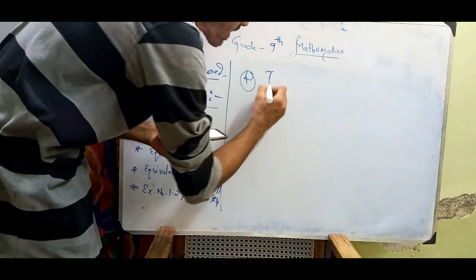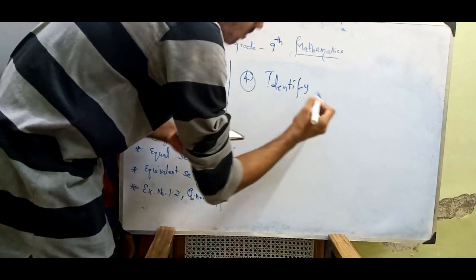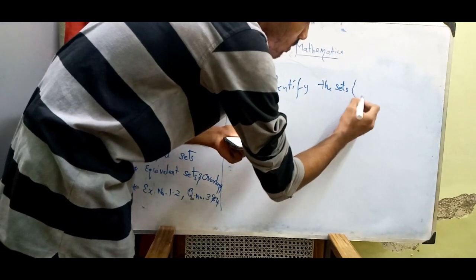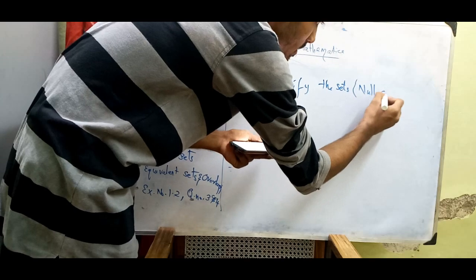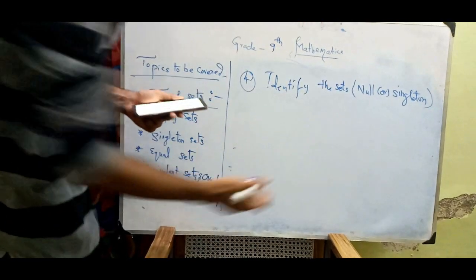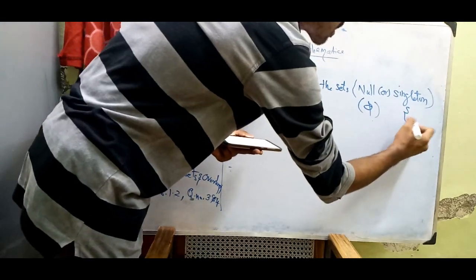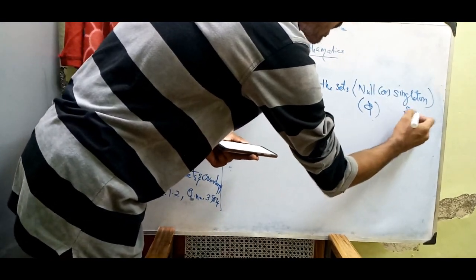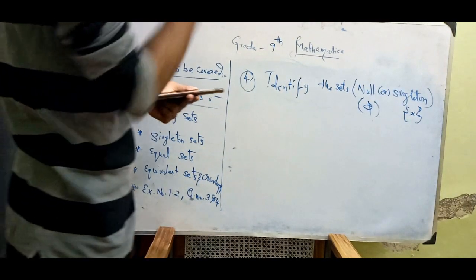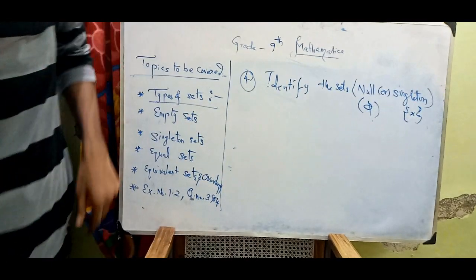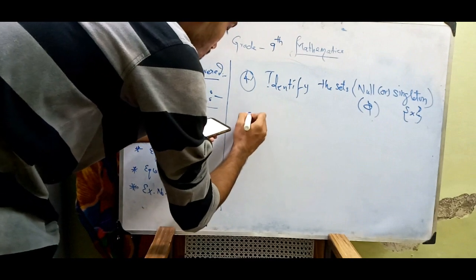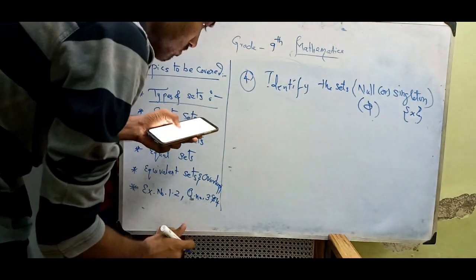The fourth question is given as: identify the sets as null set or singleton set. We know a null set is empty like this, and a singleton set has some value present, like 3 or whatever the value is, I just call it x. In general, only a single value is present here. The question here is the first one, I use the first one here.